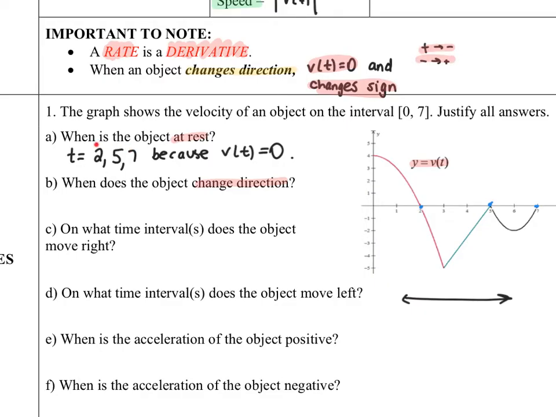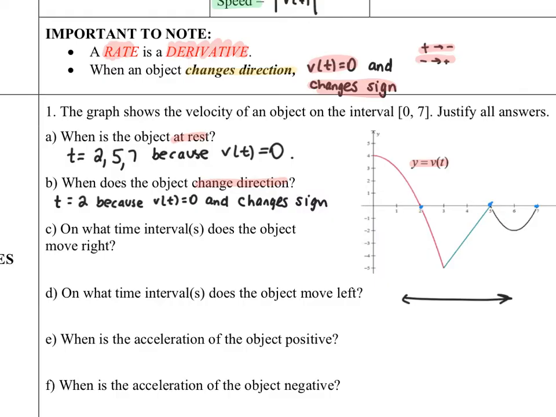So of these resting places that I found in part A, the only one that indicates a change in direction is this one at 2, because that's the only time my velocity goes from positive to negative. So I just say t equals 2, and then I give my reason for picking that one. It's because my velocity equals 0, and I did a sign change.